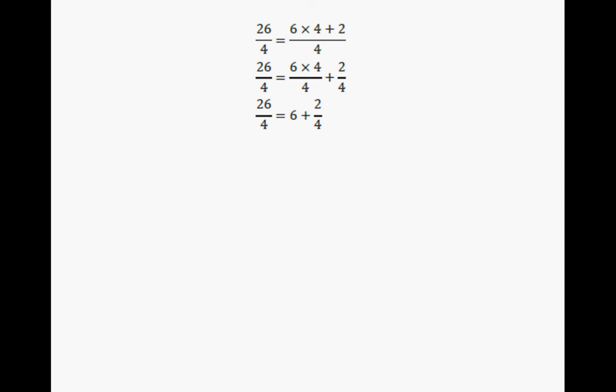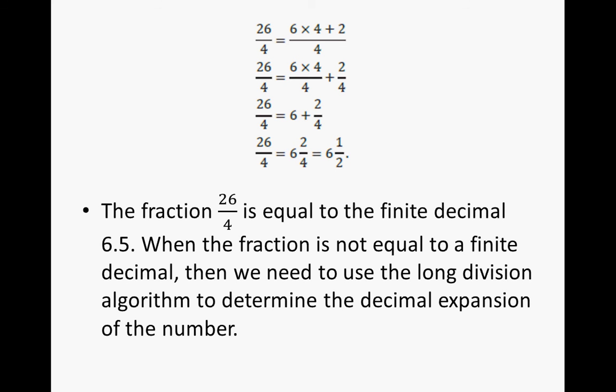When we do this, the 6 times 4 divided by 4 becomes 6, and the 2/4 becomes the fraction. And because 6 2/4, or 6 plus 2/4, is another way of saying the mixed number 6 2/4, we reduce it and we get 6 1/2. So the fraction 26/4 is equal to the finite decimal 6.5. When the fraction is not equal to a finite decimal, then we need to use the long division algorithm to determine the decimal expansion of the number.